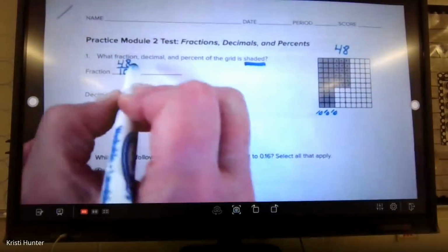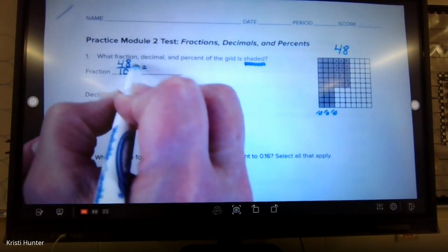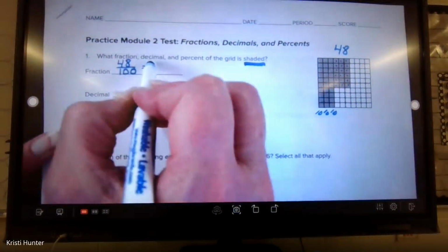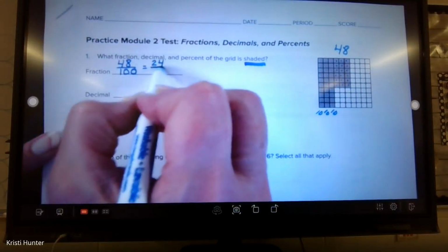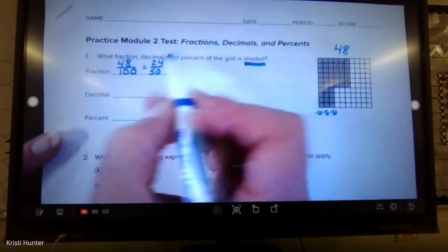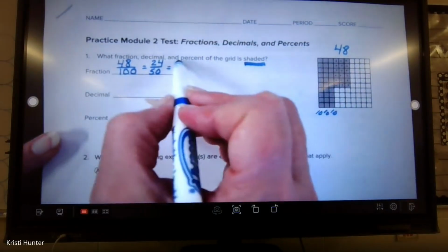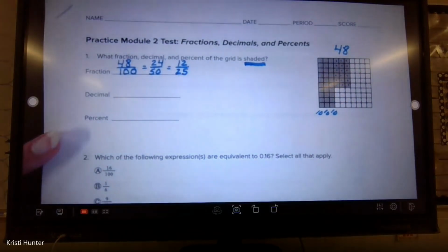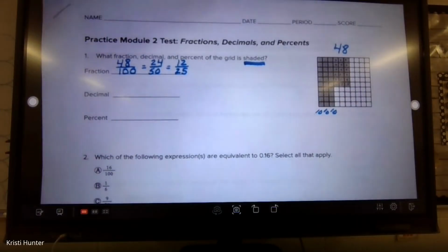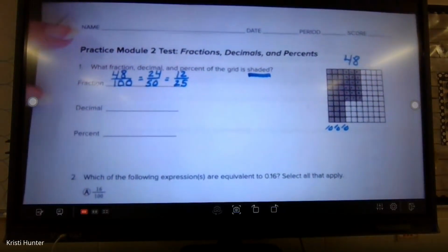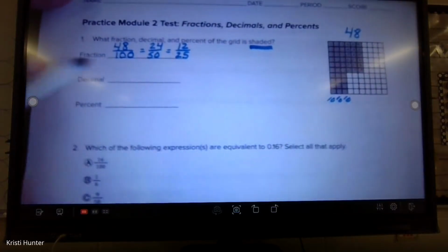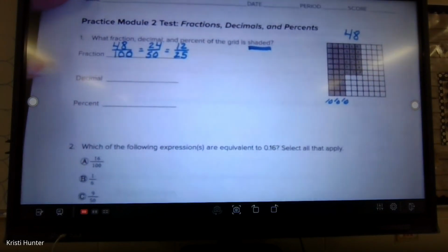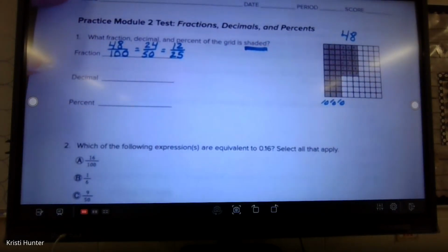Now you could simplify this by taking both of these, since they're even, and dividing them in half and putting 24 over 50. Again, an even, so I could half those again and get all the way down to 12 over 25, which I can't half. So you are welcome to leave it as the first fraction, or either of these two would be acceptable answers.